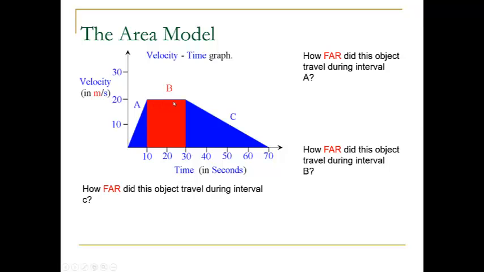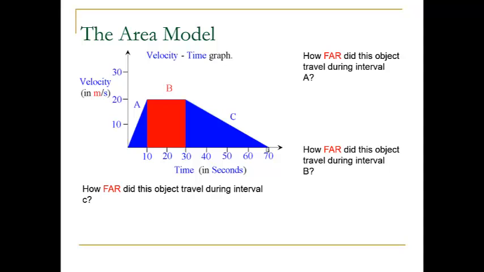During section B, you're traveling at a constant speed. And then during section C, you're still traveling in the same positive direction because your velocity is still positive. You're still above the x-axis, only now your velocity is approaching the x-axis, so it's getting smaller. So you're slowing down. If I want to figure out how far I traveled during my time interval A, I'm going to find my area.